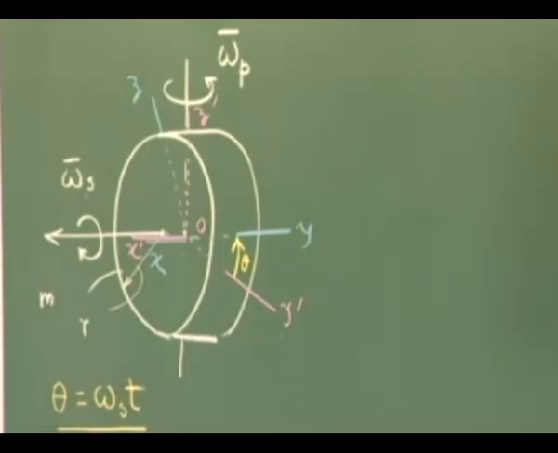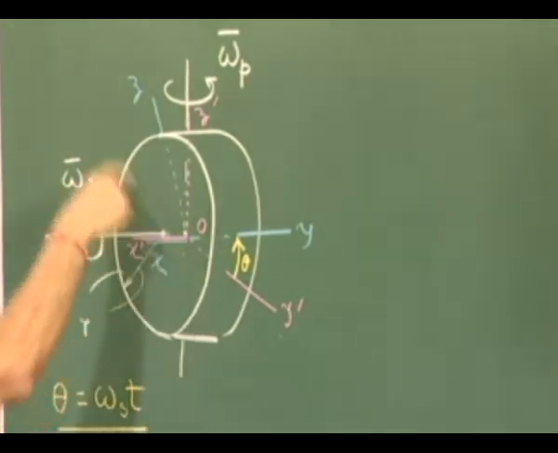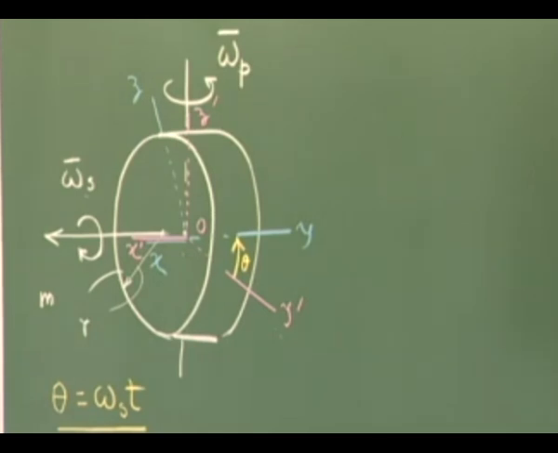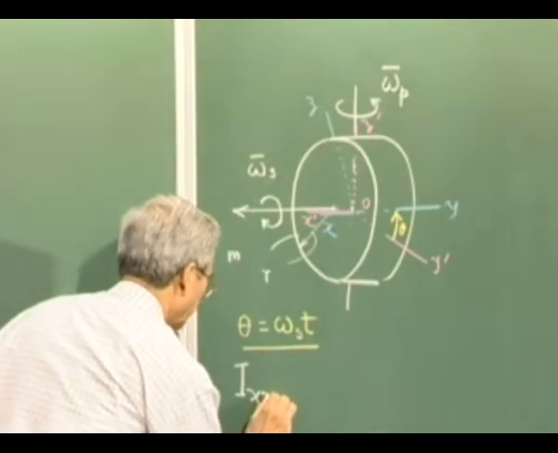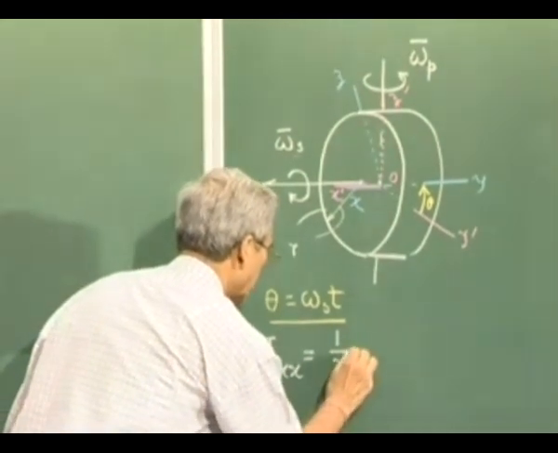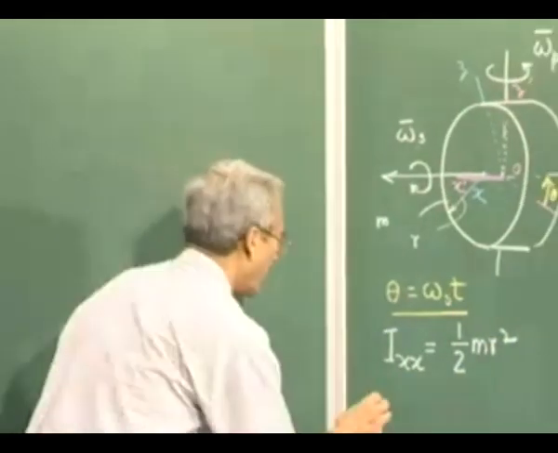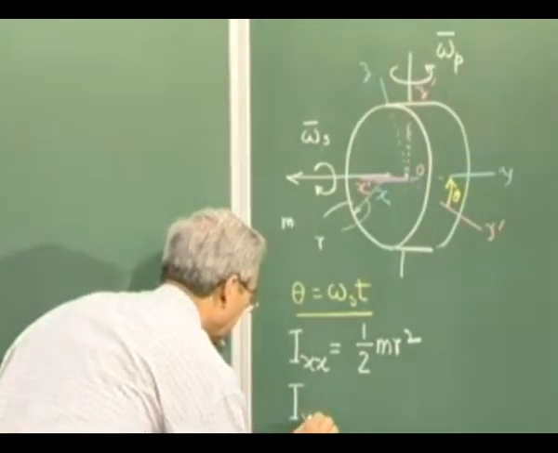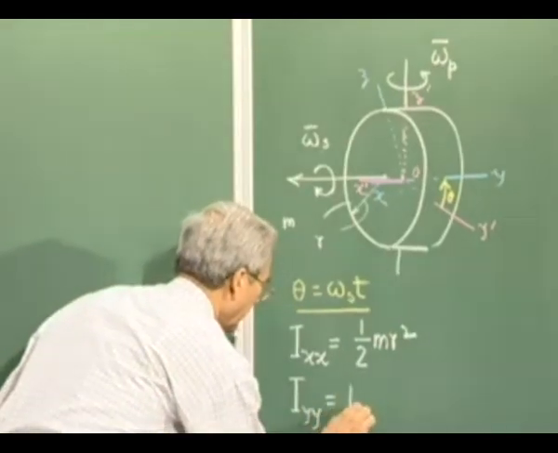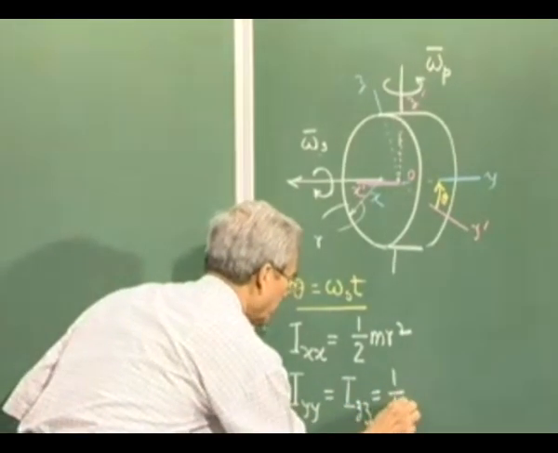Now the inertial properties: from the symmetry we understand that this is one of the principal axes, and any diametral axis will also be a principal axis. So Ixx we call the polar moment of inertia, and for a disk it is something like this. Iyy and Izz are the same, equal to half of this.